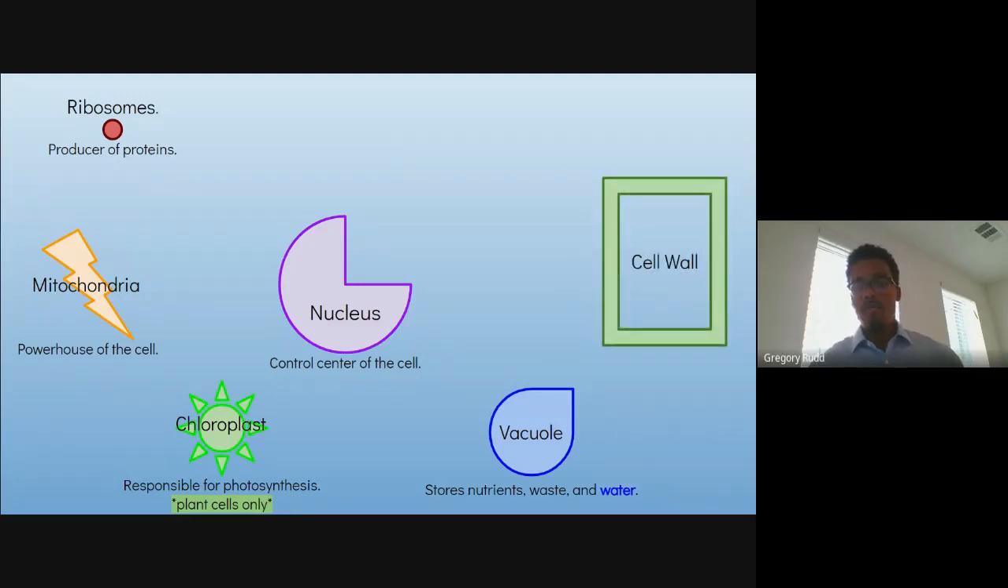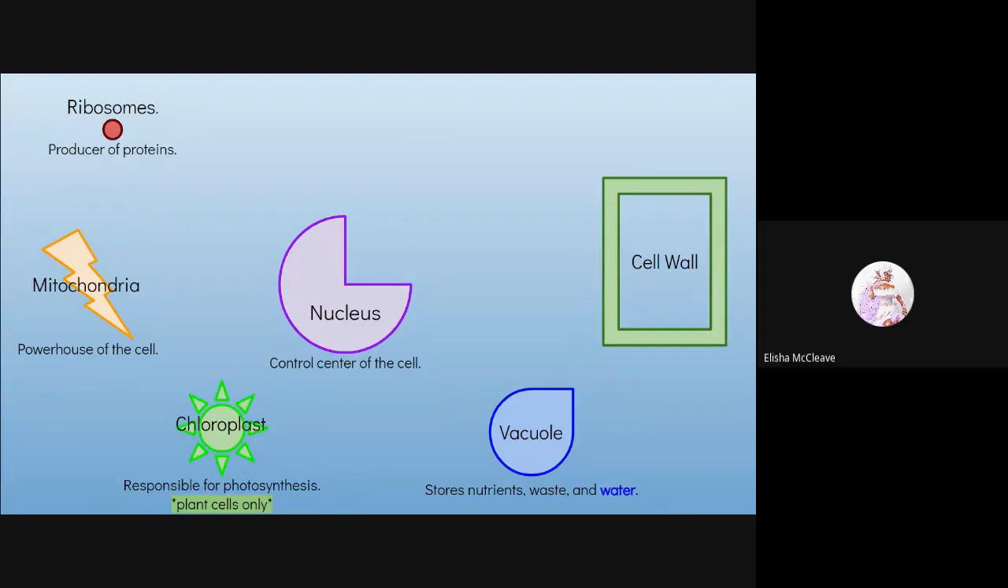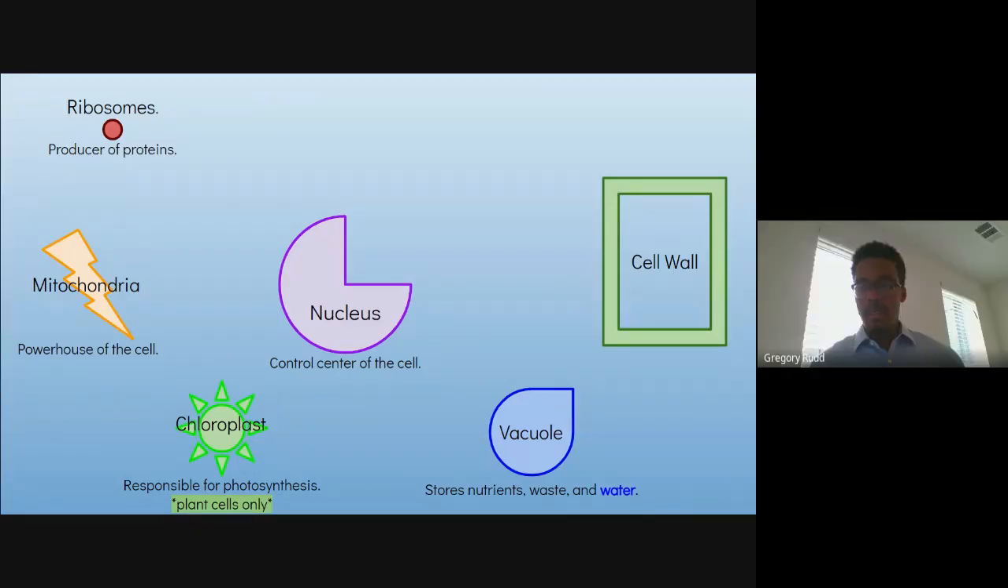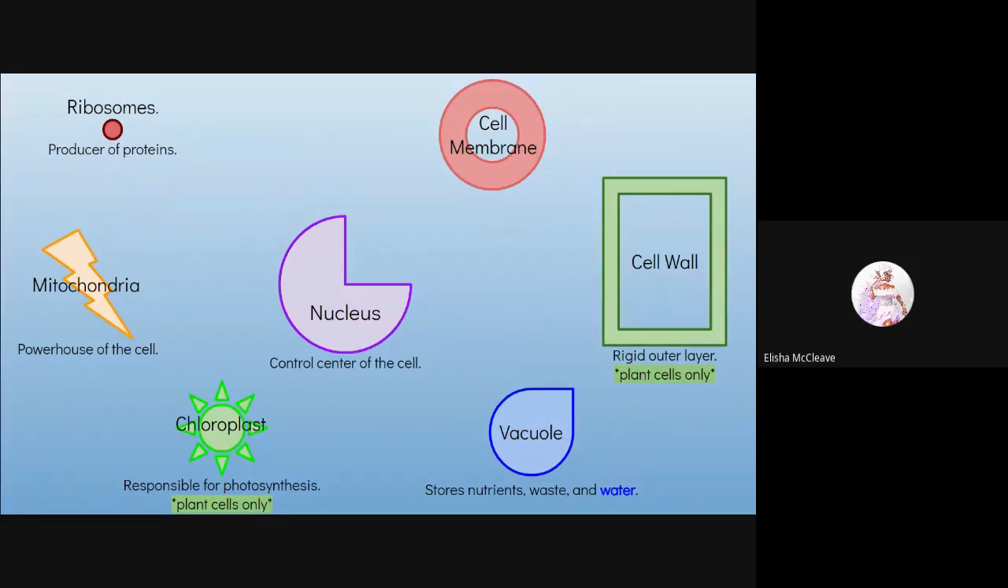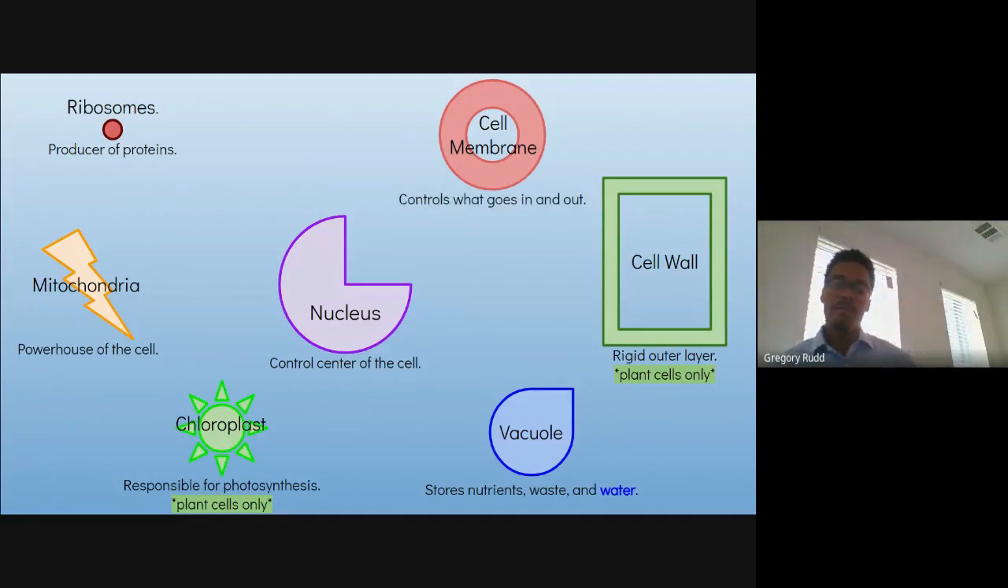The cell wall. What is the cell wall's job? To give a plant structure. It gives structure. Excellent. It's the rigid outer layer. It gives us structure and even protection. But I'm glad that you said it gives a plant structure because it only appears in plant cells. Thank you, Alicia. And then lastly, the cell membrane. What does it do? Controls what comes in and out of the cell. Excellent. It controls what can come in and what can go out.